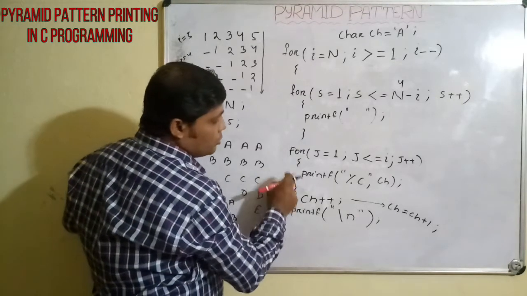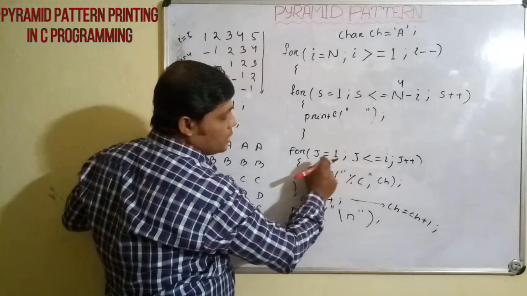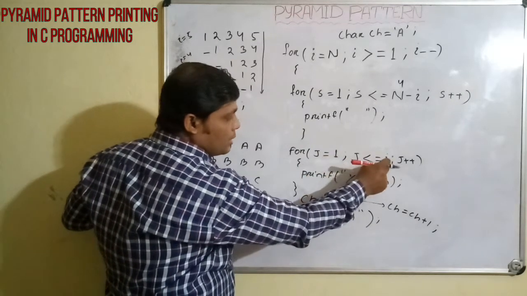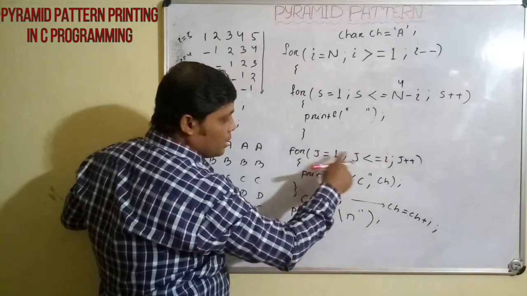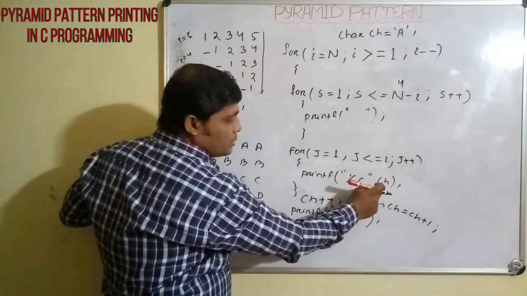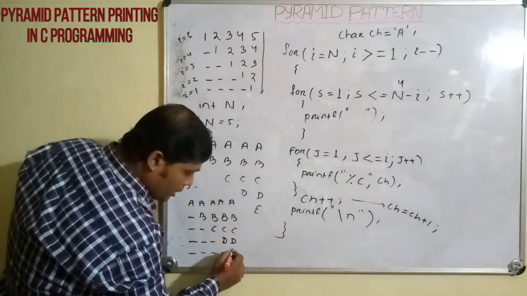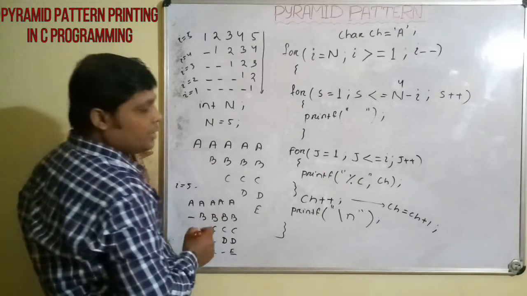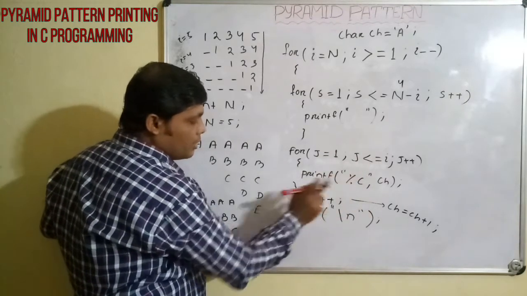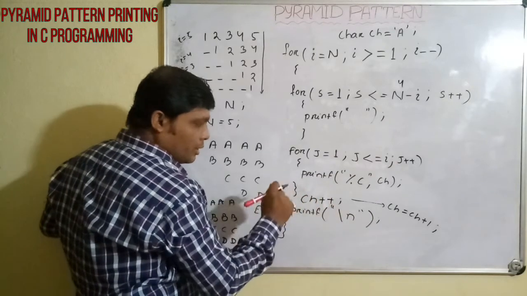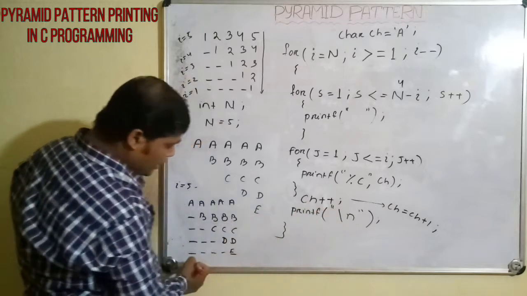After this, come to this loop. 1 to i value is 1. j equal to 1, j less than or equal to 1. Then it will work for only once. This loop will continue once. So it will print ch value once. Ch value is now E. So E will be printed once. When j value will be 2, it will go out of this loop. Then ch plus plus. Then ch will be F. Clear? Then print a backslash n and it will go to the next line.